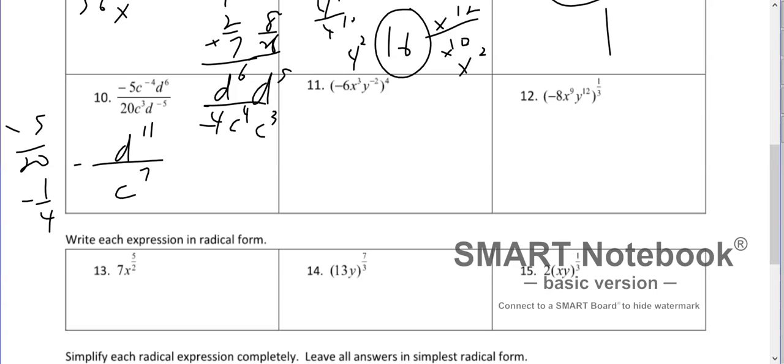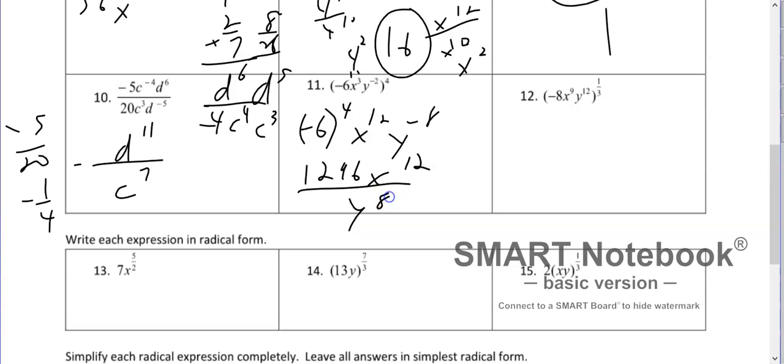Okay. Number 11, remember the 6 has a 1. So the 4 goes to everything. So that's -6. Careful. Put it in parentheses, because if you type it in the calculator and put -6 to the 4th, you'll get a negative number, and it's supposed to be positive. X, 3 times 4 is 12. Y, -2 times 4 is -8. So -6 to the 4th power is 1296. The X stays upstairs. The Y moves downstairs to get positive. And that's our answer.